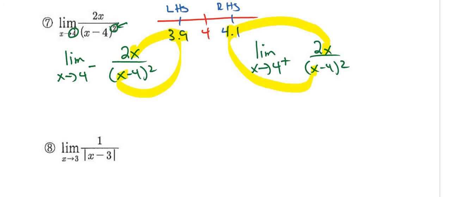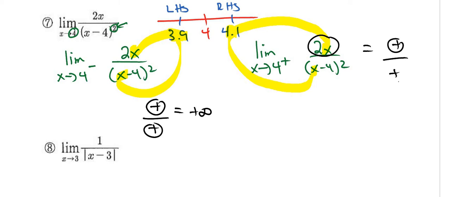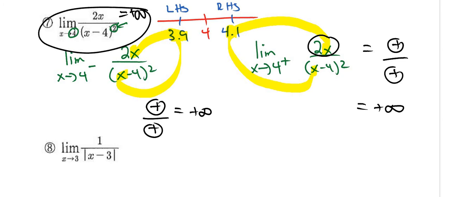All right, so anyways, I know the numerator is going to be positive and the denominator is going to be positive, so that will give me a positive infinity. Over here, I know this result would be positive and the bottom is positive, so that's going to be positive infinity. So my final answer here is positive infinity. The limit is positive infinity. Okay, let's move on to question number 8.